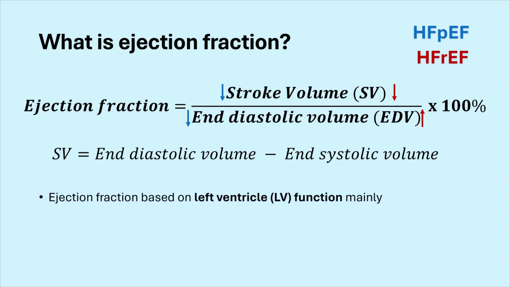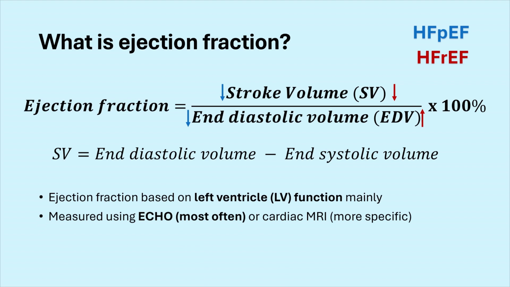Note that when talking about ejection fraction, we typically refer to the left ventricle as it supplies blood to the whole body. This can be measured using echo, as I described previously, or a cardiac MRI, which is more specific. The normal ejection fraction typically ranges from 55 to 70%.